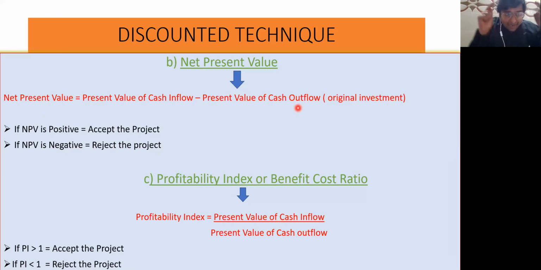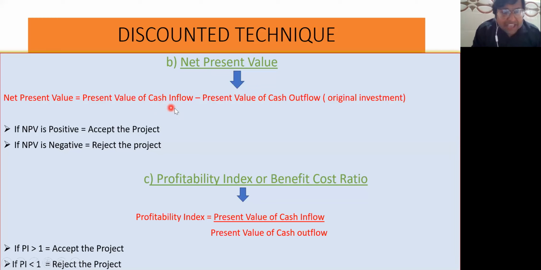In this discounted technique, the very important thing is the PV factor, present value factor. In the formula for calculating NPV, for getting the present value of cash inflow, you have to use the PV factor. With the PV factor, you can calculate your present value. Review this formula. In practical, you will all get clear. In the next lecture, practical, everyone has to sit with the calculator.